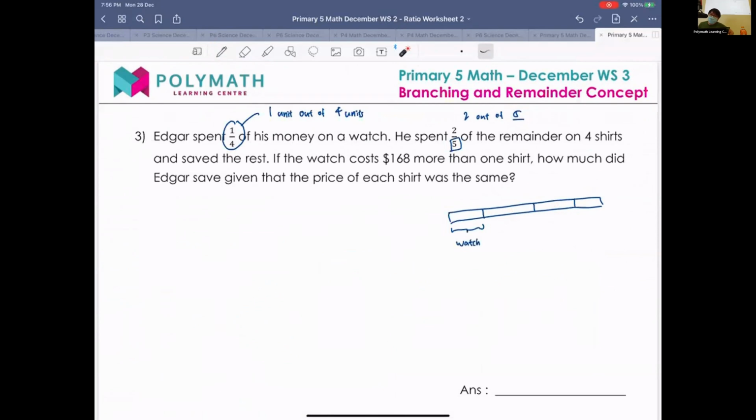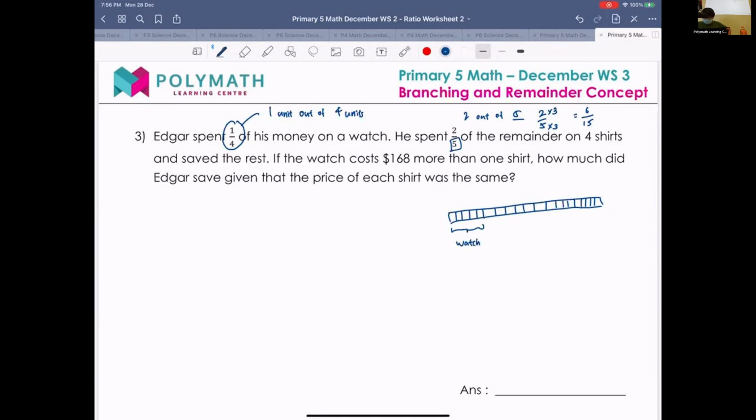Find the lowest common multiple of 3 and 5, and that is 15. That means each unit I need to now cut into 5 units each. So then my 2 over 5, I'm going to change into 6 over 15.